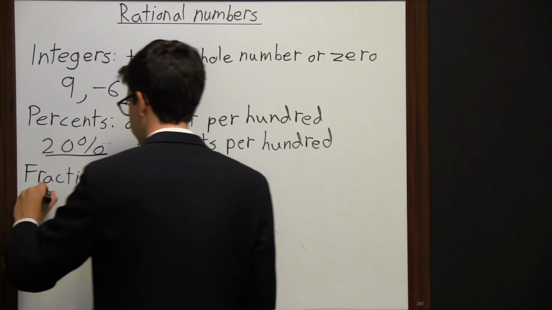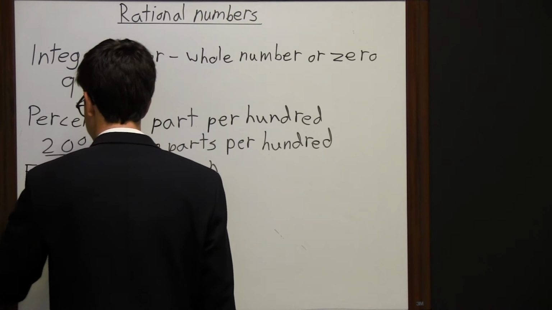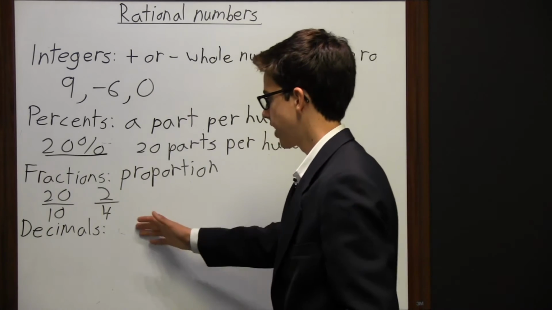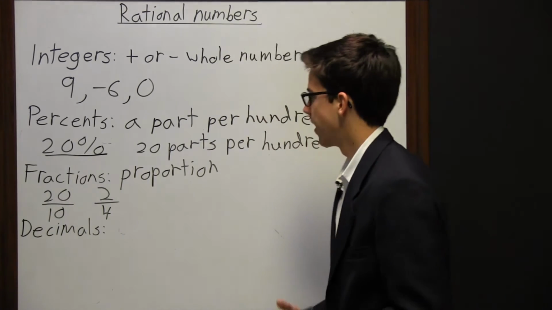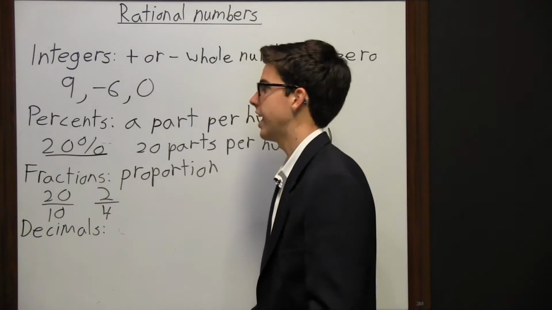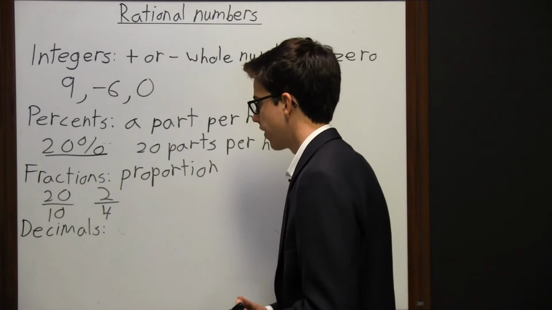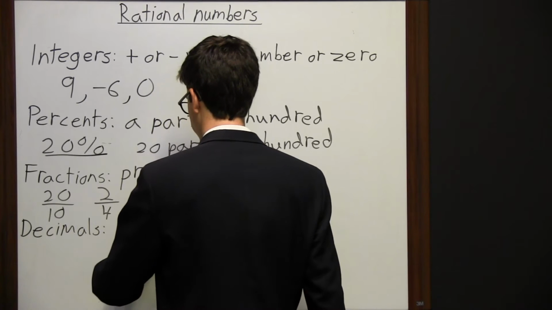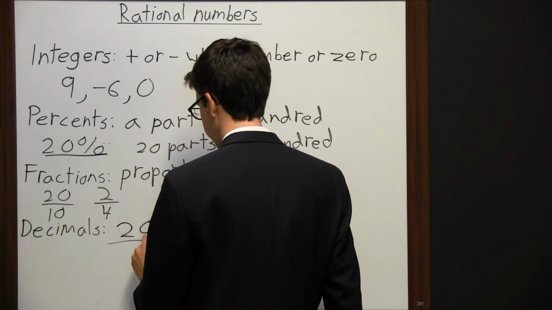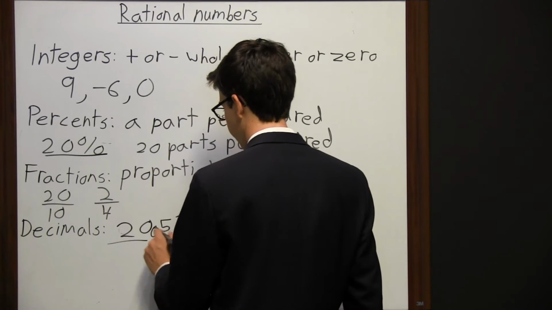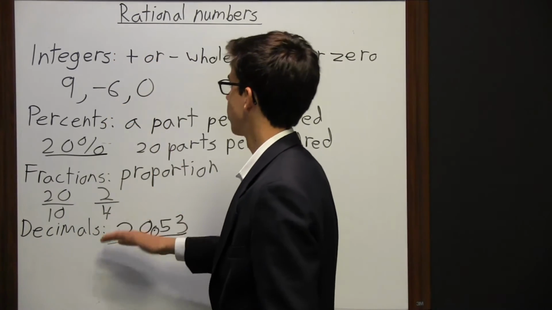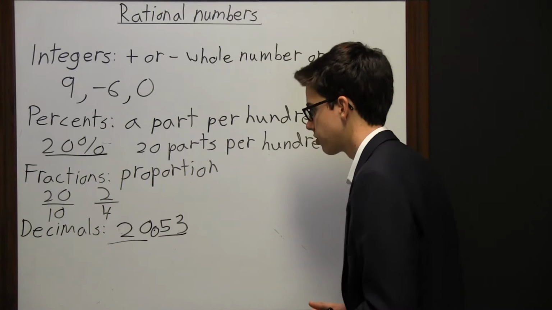So an example would be 20 divided by 10 or 2 divided by 4. And of course we have decimals, so this is where we have an integer, maybe 1, maybe 89, maybe 0. And then we have a decimal place, and then we have numbers after the decimal, like 20.53. So we have our integer, we have a decimal, and then we have numbers after the decimal. So integers, percents, fractions, and decimals are all rational numbers, usually.